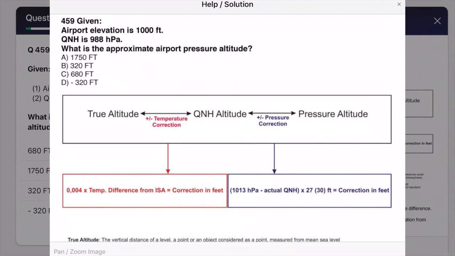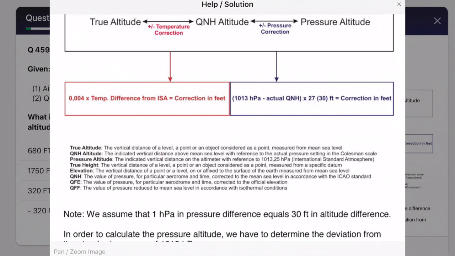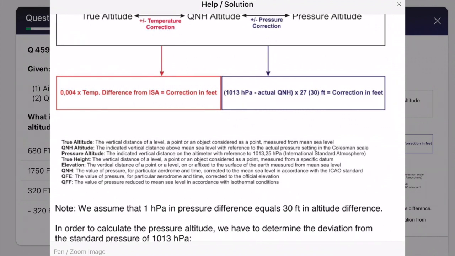The question today is about pressure altitude, so we will go in detail to it a little bit later. Before that, I will also highlight the short explanations of the different terms you can find here.